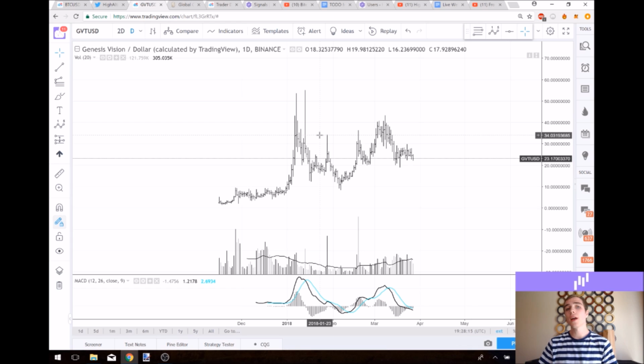Alright, so I'm on TradingView.com and this is the Genesis Vision dollar chart. This is the Binance Exchange live prices, and I'm just going to be starting off with a trend line. Current prices are at $23.